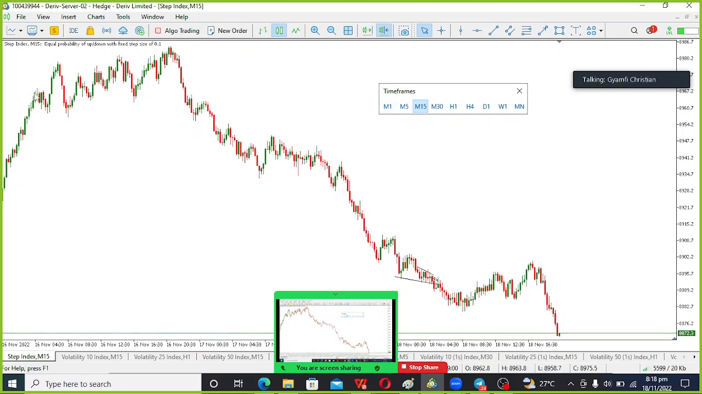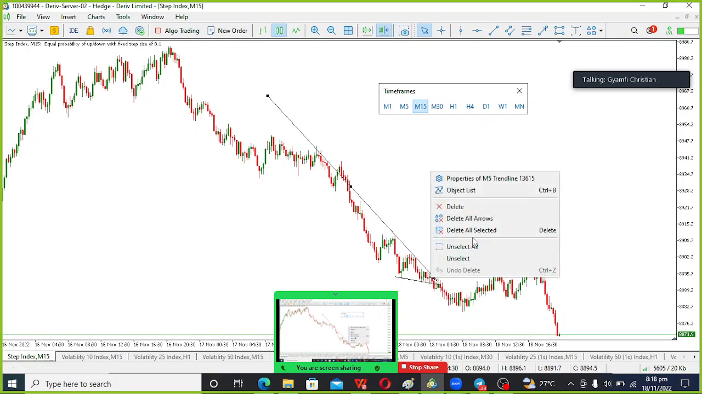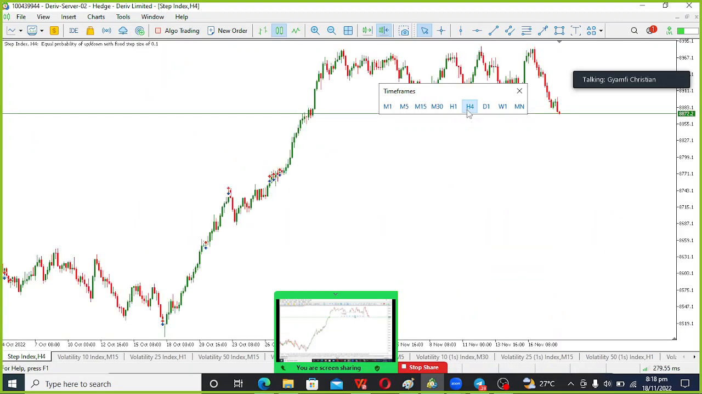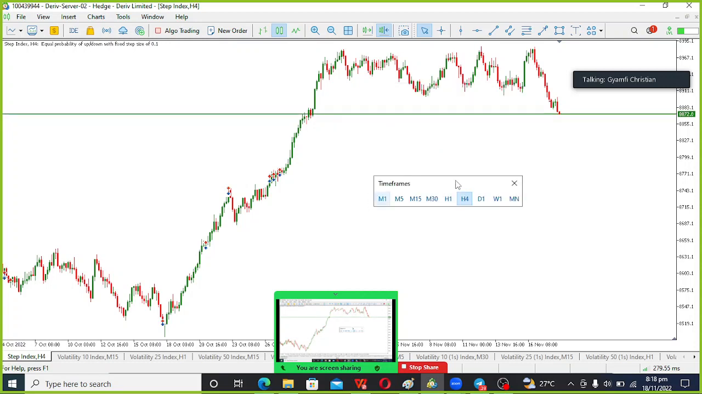Right now, on step index, we can see a descending channel, right? We can see a descending channel or a downtrend because the market is moving downwards. But then it could be that we would move from maybe M15 to a higher time frame, and then we would see that no, maybe we are not even in a downtrend. So let me mark this area.